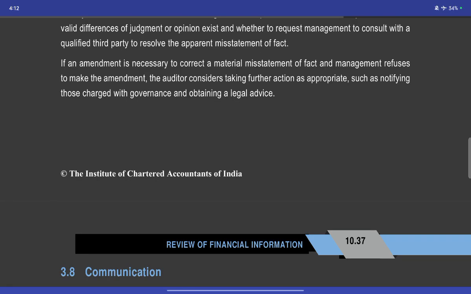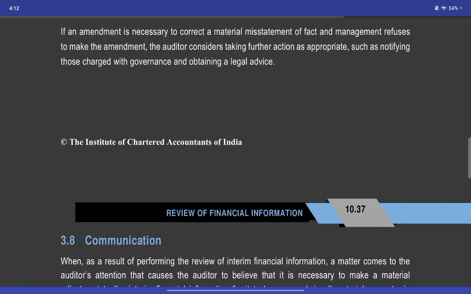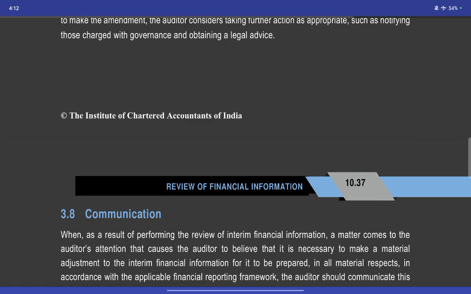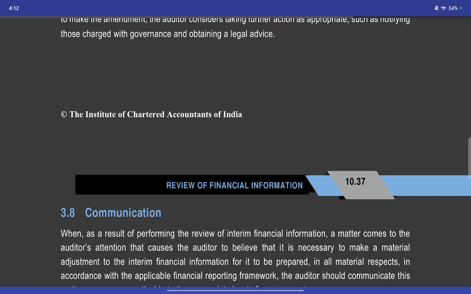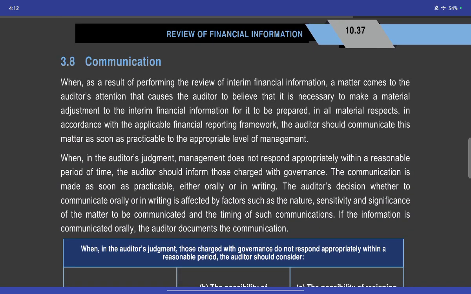If an amendment is necessary to correct a material misstatement of fact and management refuses to make it, the auditor considers taking further appropriate action, such as notifying those charged with governance and obtaining legal advice.